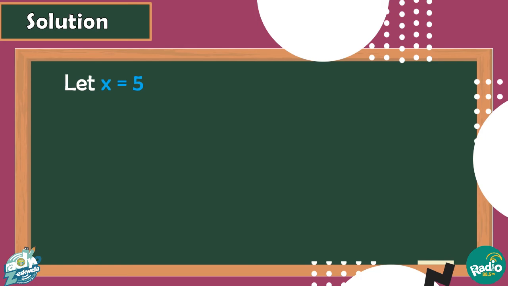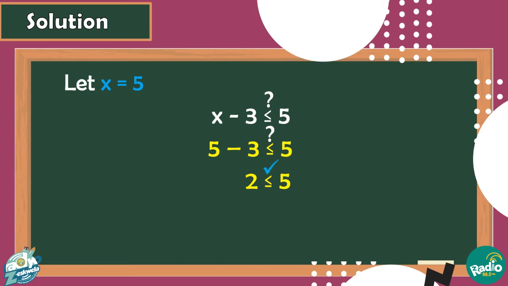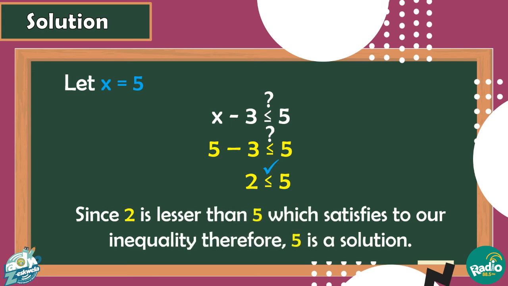How about x is equal to 5? Using our given inequality, substitute the value of x, which is 5. It will become 5 minus 3 is less than or equal to 5. It will become 2 is less than 5. Is this true? Since 2 is less than 5, which satisfies our inequality, therefore, 5 is a solution.